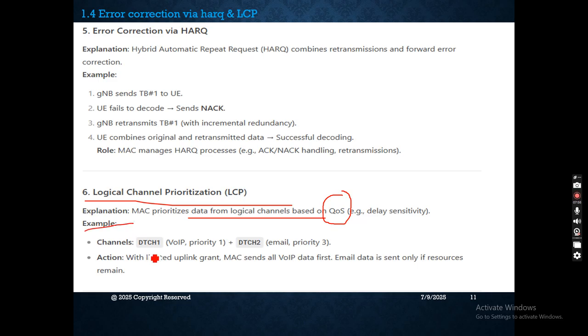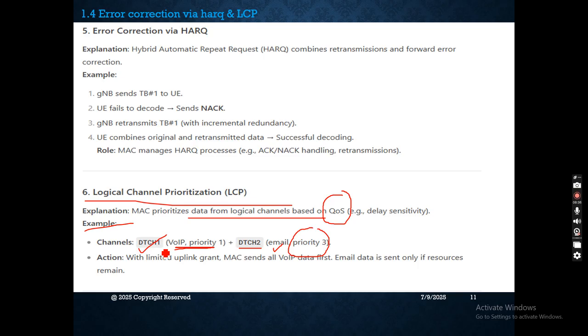So let's take an example. We have a traffic channel carrying voice over IP, which has the highest priority as we know. Compared to that, there is another dedicated traffic channel which carries email and has priority 3. So this channel carries less priority services, and channel number 1 carries the highest priority services, which is voice over IP. So what should be the behavior of the MAC?